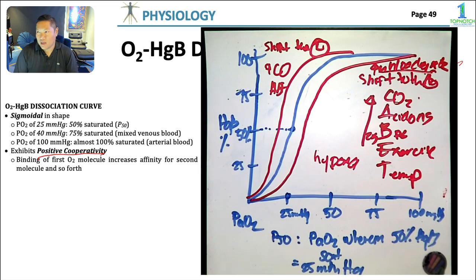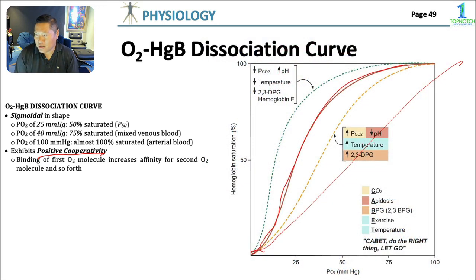Okay, they may give you ABG values. Okay, as long as you know how to interpret the acidosis or alkalosis. Acidosis is shift to the right. Alkalosis shift to the left. Burning buildings. Okay, carbon monoxide poisoning, shift to the left. Fetal hemoglobin, shift to the left. Okay? I hope tama yung mga nabanggit ko. Okay? So, tama yan. Basta tandaan nyo yung natin, kabit, do the right thing, let go.